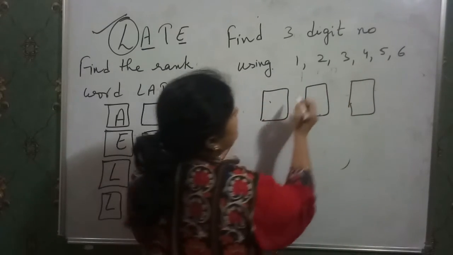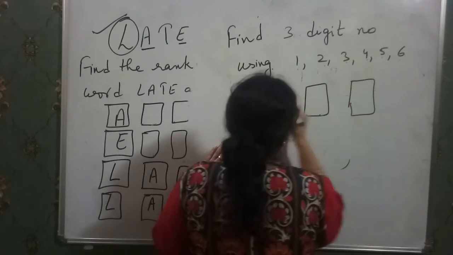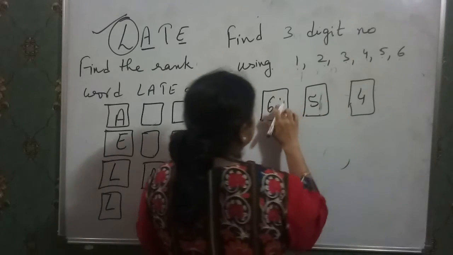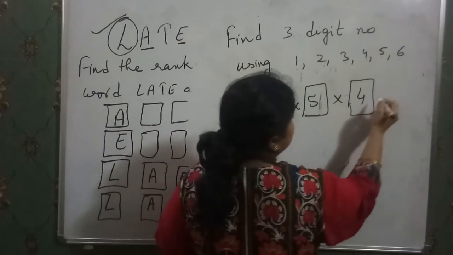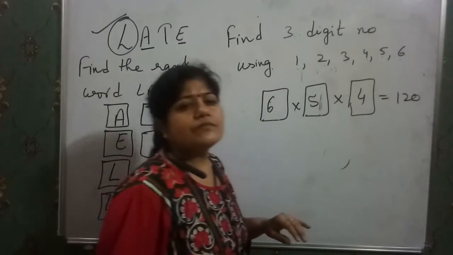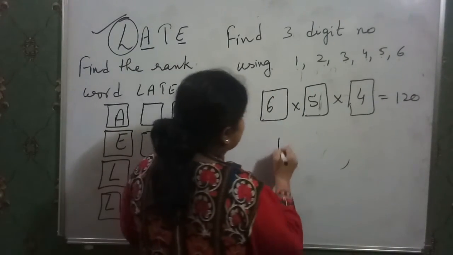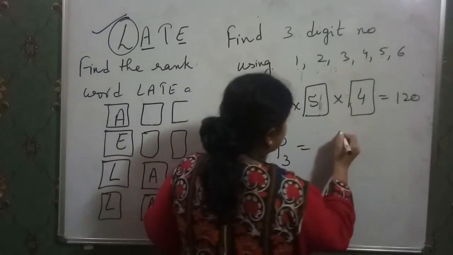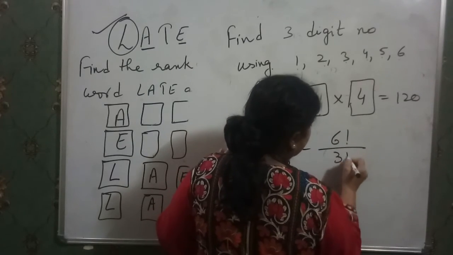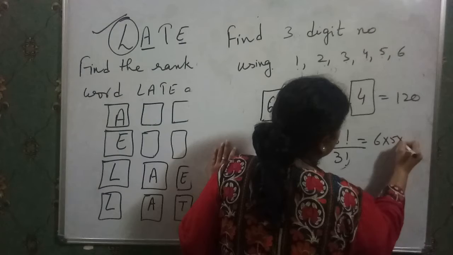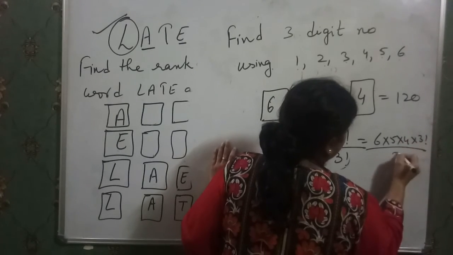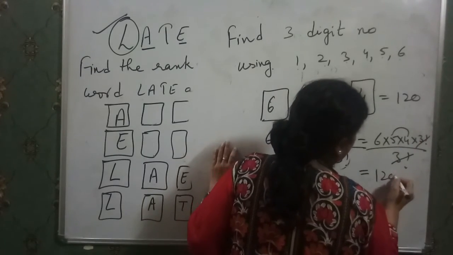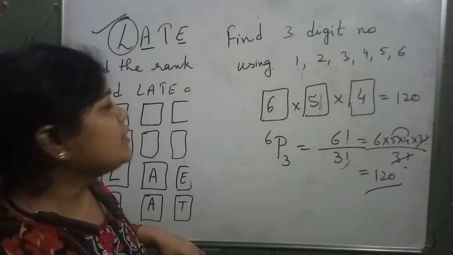That means this digit can be filled by 1, 2, 3, 4, 5, 6, that is 6 ways. This is by 5 and this is by 4. So overall we have 6 into 5 into 4, that is 120 ways. Or we can also find it by 6P3. When we solve it, we get factorial 6 over factorial 3. So we have 6 into 5 into 4 into factorial 3 over factorial 3. It's cut down. We have 5 fours are 20, 20 into 6, 120. Clear? So in this way we do that.